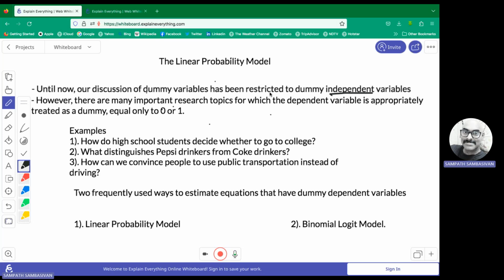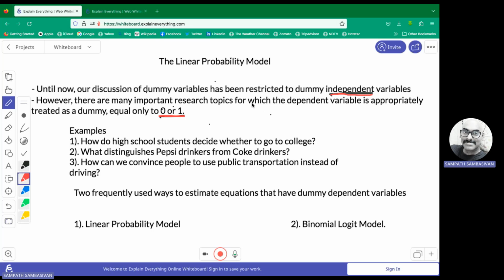There are many important research topics for which the dependent variable is appropriately treated as a dummy variable, taking the same values as we have mentioned before, 0 and 1. So how does this change and how do we model such cases? That's a very important thing that we need to understand. So the premise of our discussion now is basically this.